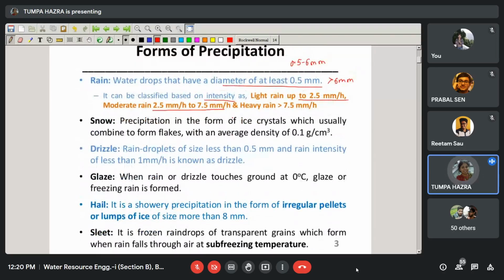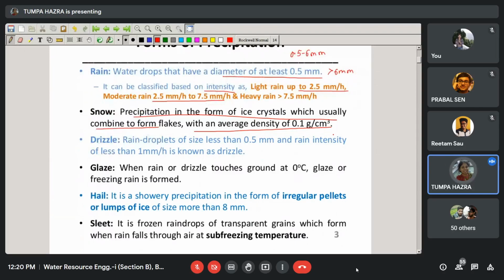Now, the second form of precipitation is snow. I told you that after rainfall, snow also contributes much runoff in the stream flow. Now, what is snow? Snow is the precipitation in the form of ice crystals, which usually combine to form flakes with an average density of 0.1 gram per cubic centimeter. But for India, snow is not very common.